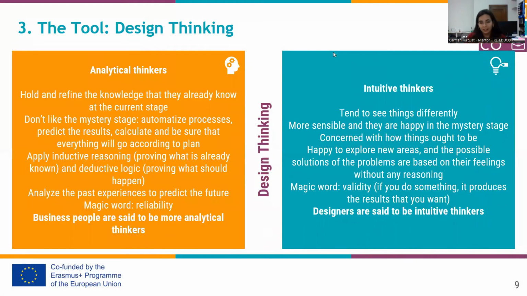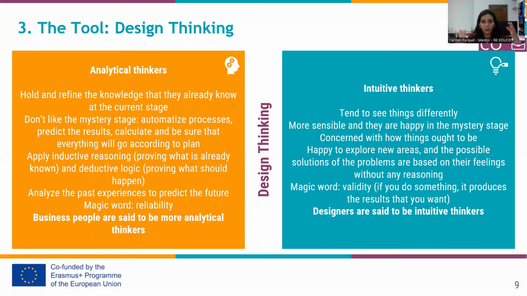To better understand this concept, we have here the main features of both thinkings. The analytical thinkers want to hold and to refine the knowledge. They want to be sure about what they know. They start from a familiar point, and they don't like the mystery state. That means that they do not feel comfortable with uncertainty. They want to automatize processes in order to predict the results and to calculate and to be sure that everything will go according to plan.